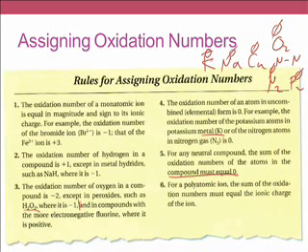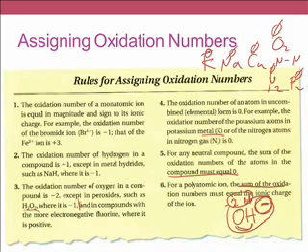Number 6: for a polyatomic ion, the sum of the oxidation numbers must equal the ionic charge of the ion. Let's look at hydroxide here. The total charge of the hydroxide ion is minus 1. Oxygen is minus 2 and hydrogen is plus 1, as we already talked about in rules 2 and 3. Those add up to minus 1, so that works out. So the sum of those elements in the polyatomic ion must equal the ionic charge of the ion.